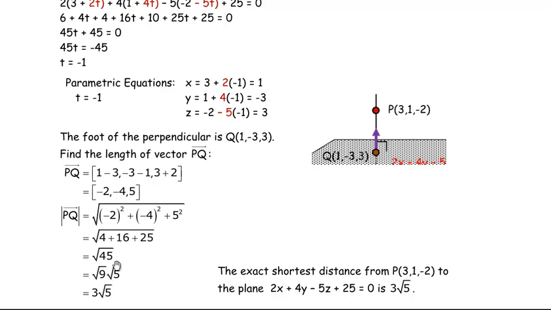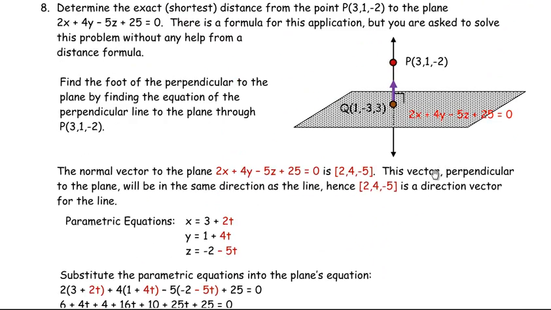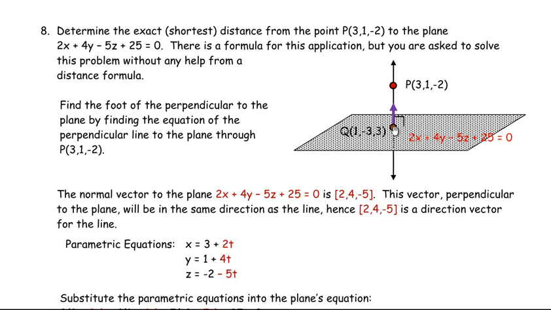And so for the exact shortest distance, it's nicest to write this as a radical in simplest form. So 45 can be broken down to 9 times 5, and I'm using 9 because it's a perfect square. The square root of 9 is 3, so then it ends up being 3 root 5. So it's actually a fairly nice small solution, not some humongous fraction or something like that. So the distance from P to Q would be 3 root 5. So 3 root 5 is the shortest distance from this point down to this plane. And that's the end of the review.